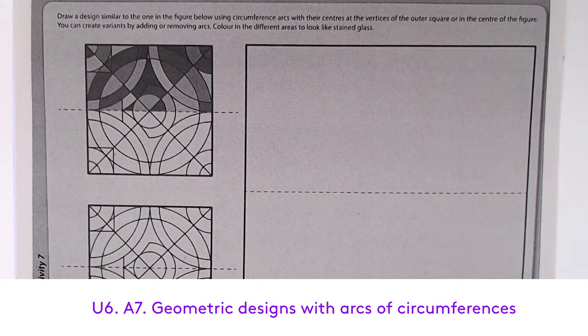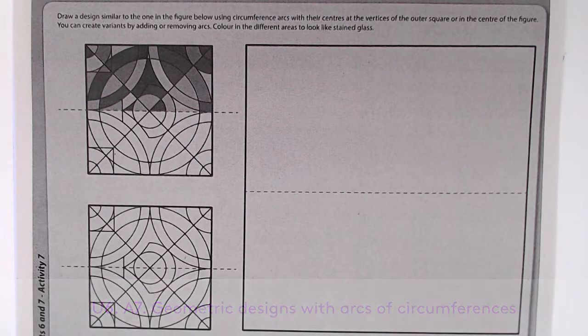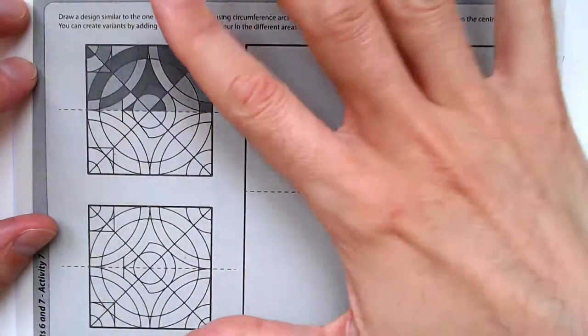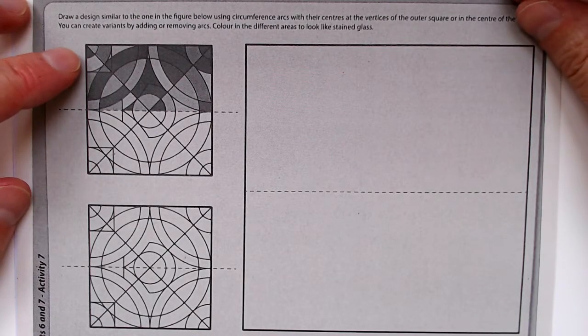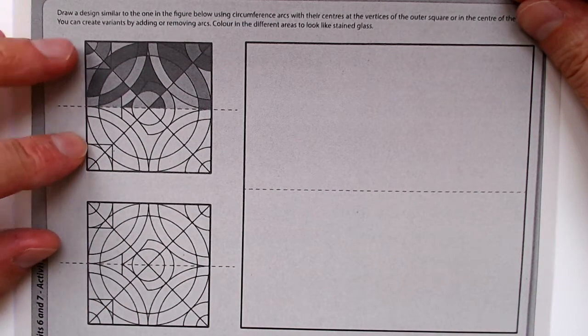In this video, I'm going to give you the same steps you have to follow to do activity 7 from unit 6, geometric designs with arcs of circumferences. In this case, the first activity says draw a design similar to the one. So similar to the one, so it's only an idea.